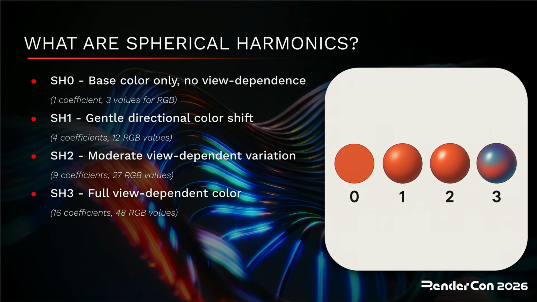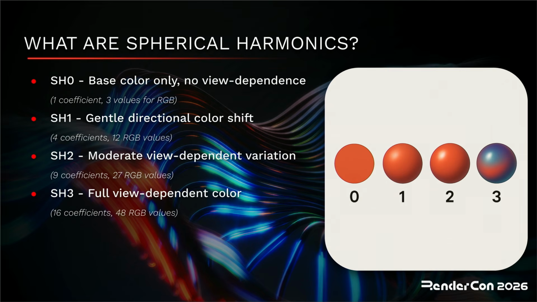So what are spherical harmonics? Level 0, 1, 2, 3 spherical harmonics give that view dependency. It's going to have color at different angles. At spherical harmonic level 3, it's full color dependency, so you can look at a splat from this angle, and then look at it from this angle, and the color can change completely and dramatically. At level 0, it's flat.